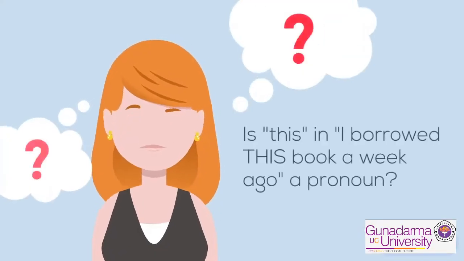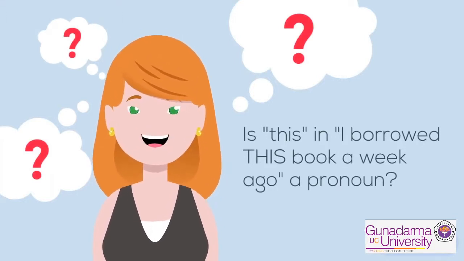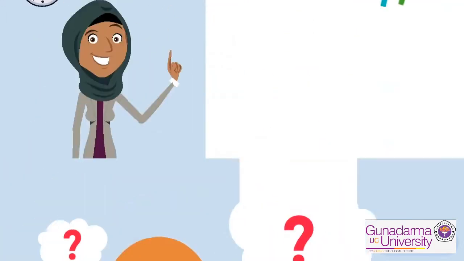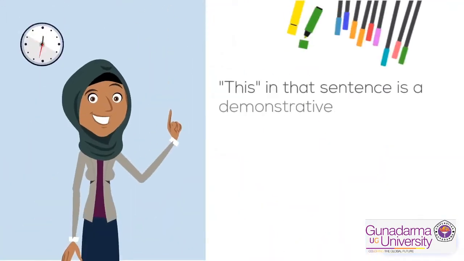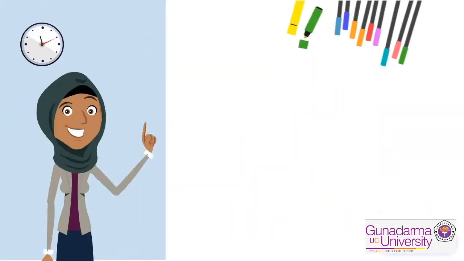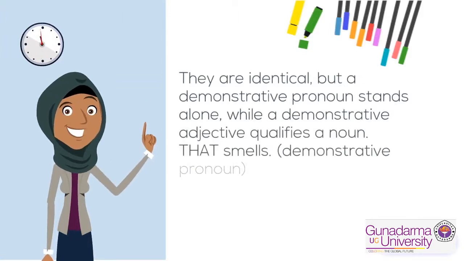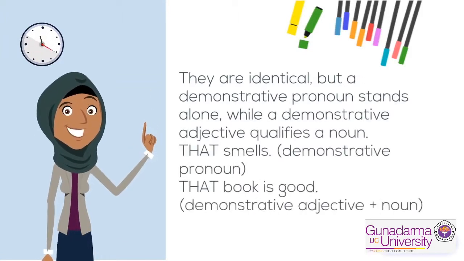Is "this" in "I borrowed this book a week ago" a pronoun? This in that sentence is a demonstrative adjective. Do not confuse demonstrative pronouns with demonstrative adjectives. They are identical, but a demonstrative pronoun stands alone, while a demonstrative adjective qualifies a noun. "That smells": demonstrative pronoun. "That book is good": demonstrative adjective plus noun.